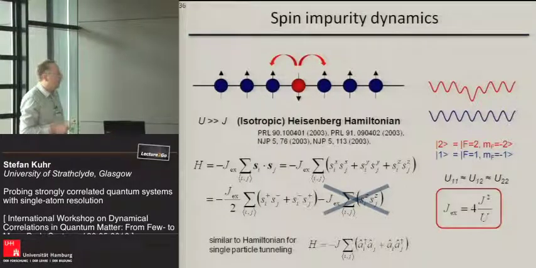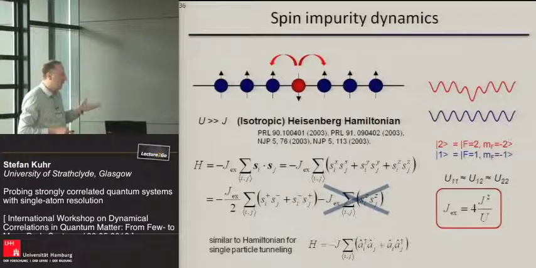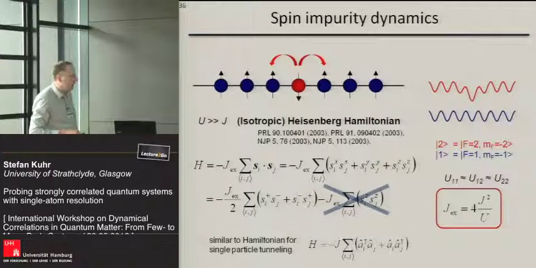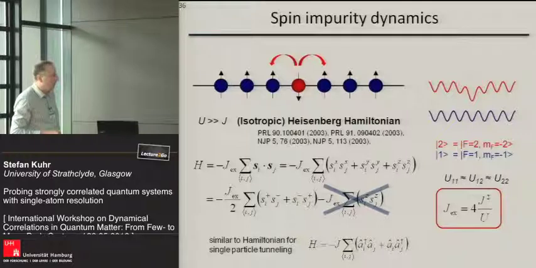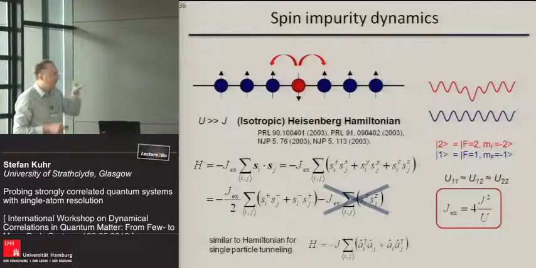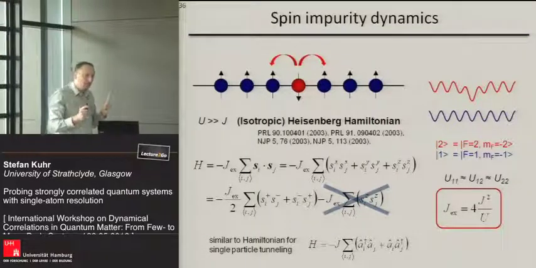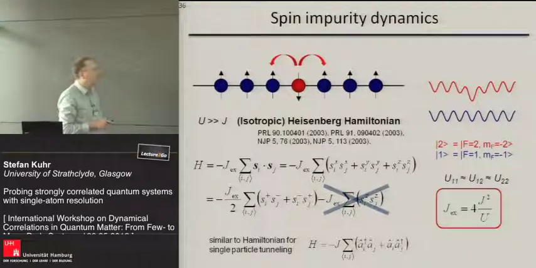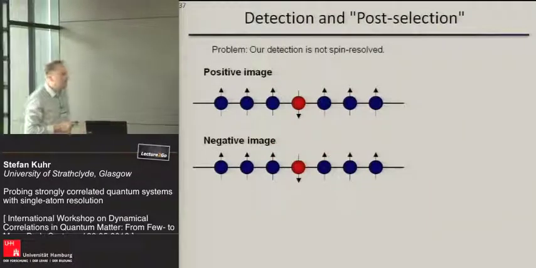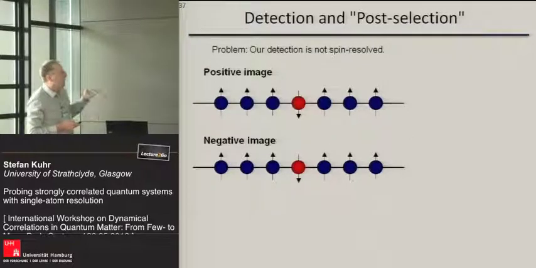And this super exchange coupling is very similar to the Hamiltonian for the single particle tunneling. So the J exchange is just replaced by J, and here you have the single particle tunneling, as you have seen this term in the Bose-Hubbard Hamiltonian. And you should know that this J exchange is much smaller than J. So all the dynamics you expect to see for spin exchange dynamics is much smaller and much slower than single particle tunneling. And the way we detect the system, there are basically two ways.